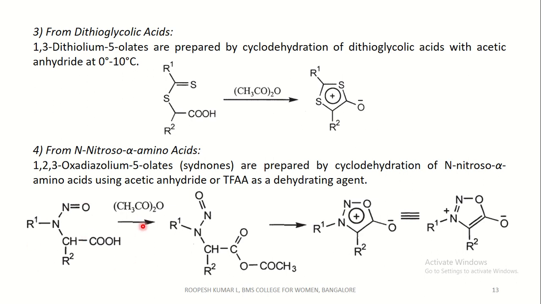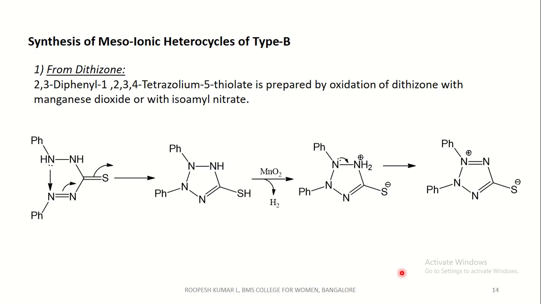Reacts with acetic anhydride to form this one. A lone pair on oxygen attacks this, and acetate is eliminated to form this one. This is a mixed anhydride. Here the lone pair of nitrogen shifts here, and this double bond shifts with the elimination of acetate to form this one. This is a 1,2,3-oxadiazolium 5-olate. The mechanism follows the previous example. Coming to the synthesis of mesoionic heterocycles of type B.